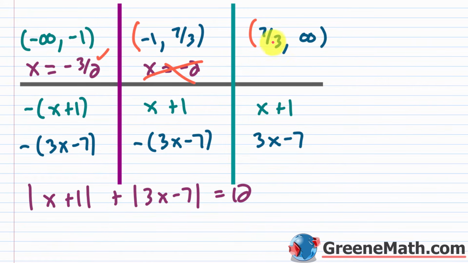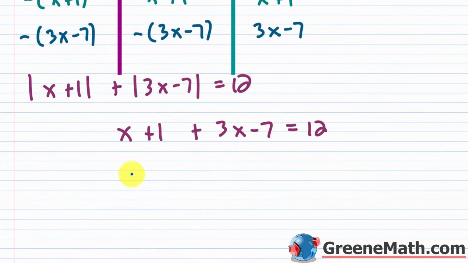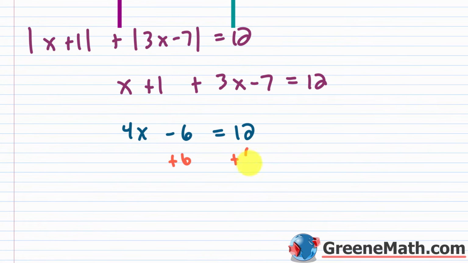So then now I'm working with this interval between 7/3 and infinity. Or again, if you wanted to include 7/3, you could if you wanted to. It's not going to change anything. So we're going to say that we can just drop the absolute value bars because everything is going to be either non-negative if you included 7/3 or positive if you didn't. So we'll say x plus 1, then plus 3x minus 7 is equal to 12. So we'll say x plus 3x is 4x, and then 1 minus 7 is going to be negative 6, and this equals 12. Let's add 6 to both sides of the equation.